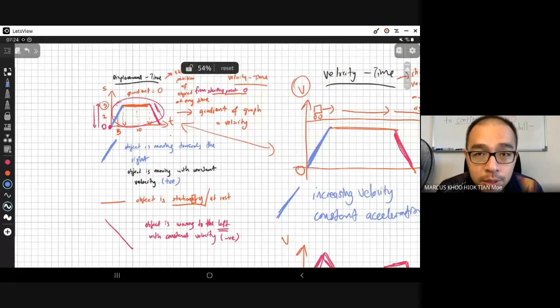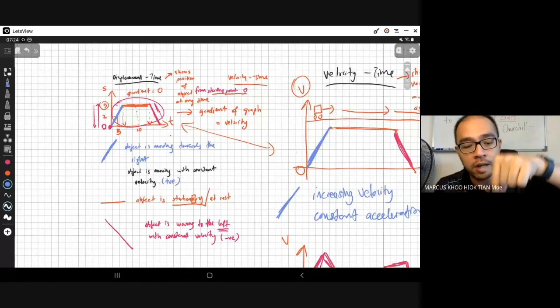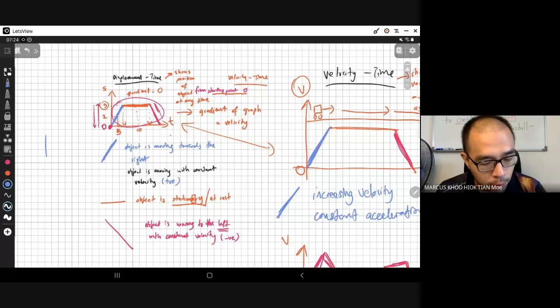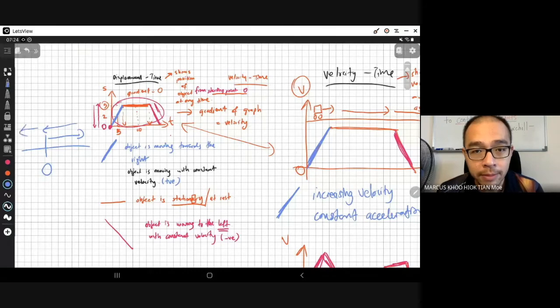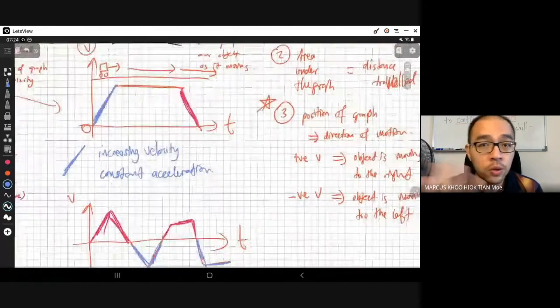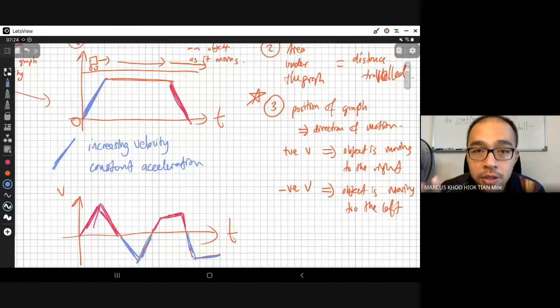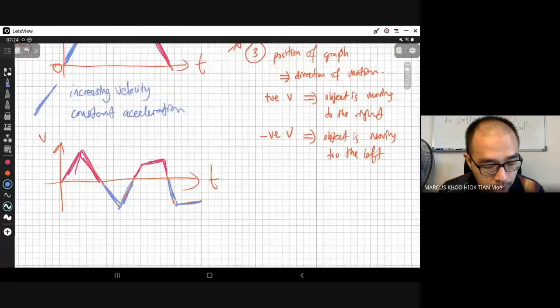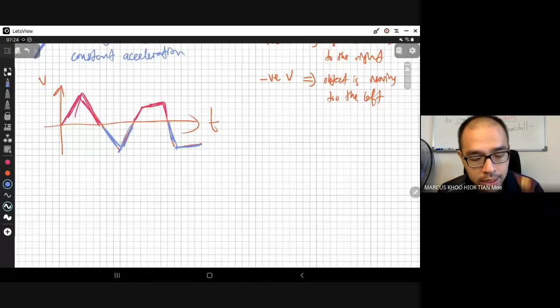The displacement time graph always tells you the position when you start from the 0 point. So if it is positive, then it's moving this way. But then after that, if it goes back to zero, and then after that, it moves to the left. But the velocity time graph doesn't show you the position. It only tells you whether it's moving to the right or to the left and how much is the velocity.